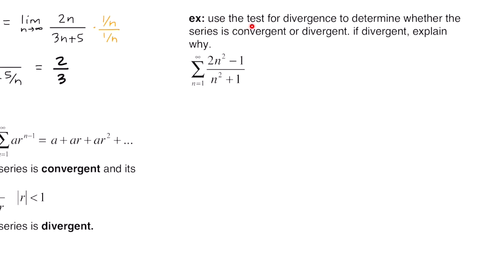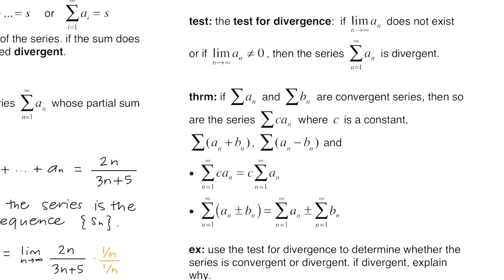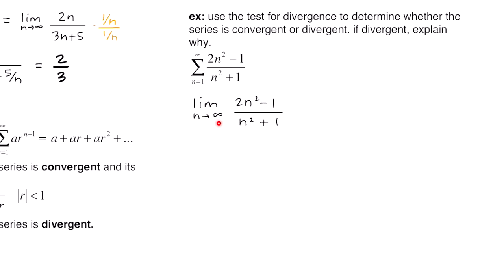This example says use the test for divergence to determine whether the series is convergent or divergent. If divergent, explain why. So we have sigma, and we have n equals 1 to infinity, and then we have 2n squared minus 1 all over n squared plus 1. So for the test for divergence, the first thing we want to do is we want to take the limit as n goes to infinity of the formula. So we have the limit as n goes to infinity of the formula 2n squared minus 1 all over n squared plus 1.